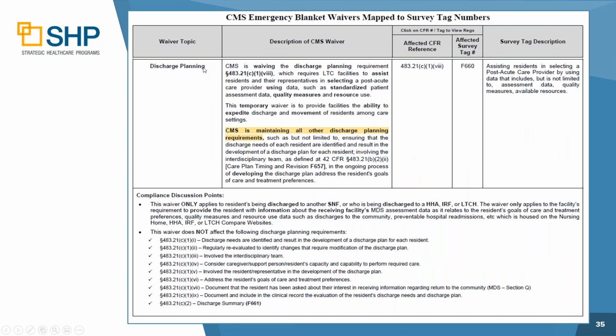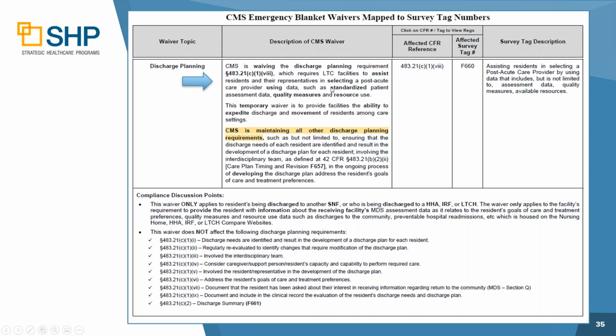Discharge planning. So when you look at the discharge planning, it's waiving the discharge planning requirement, which requires the facility to assist residents and their representative in selecting a post-acute care provider. This is tag number 660. Assisting residents in selecting a post-acute provider by using data that includes but is not limited to assessment data, quality measures, and available resources.